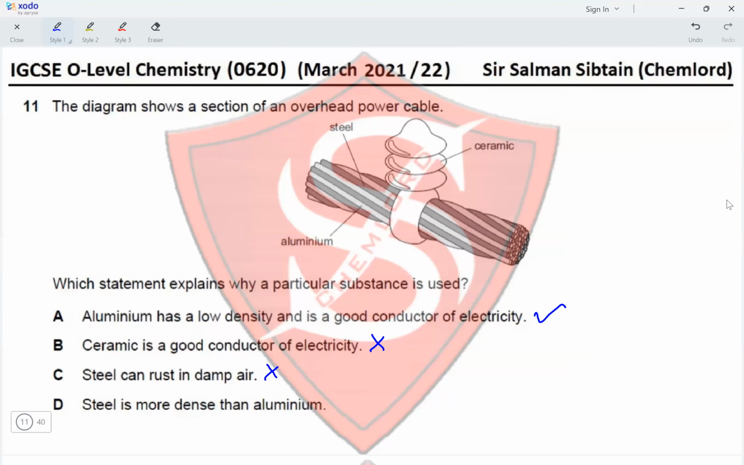Steel is more dense than aluminum. Even if it is more dense than aluminum, that is not the reason why it is used in overhead electric cables. So the use and the statement do not match. So as a result, the correct option for this question is option A.